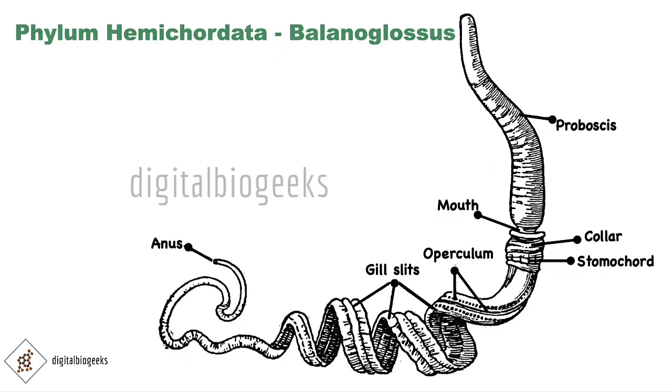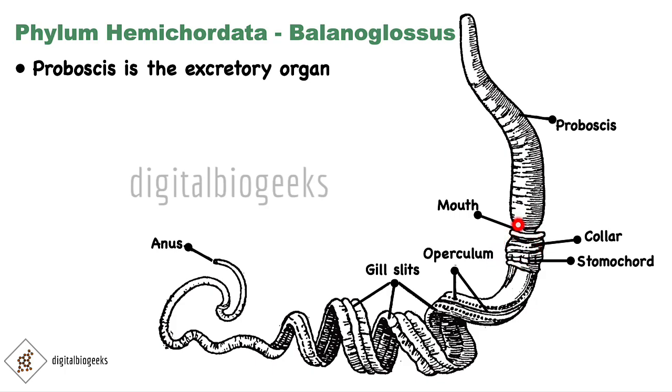Phylum Hemichordata. Balanoglossus is an example of hemichordate. Earlier, it was considered as a semi-phylum under Chordata, but now it is a separate phylum. It has an anterior proboscis. This is the proboscis, which is the excretory organ in Hemichordata. It has cilia and helps in locomotion and in the collection and transport of food particles.